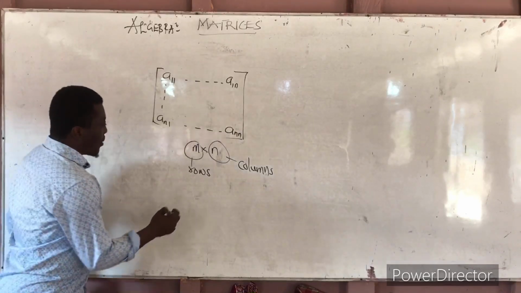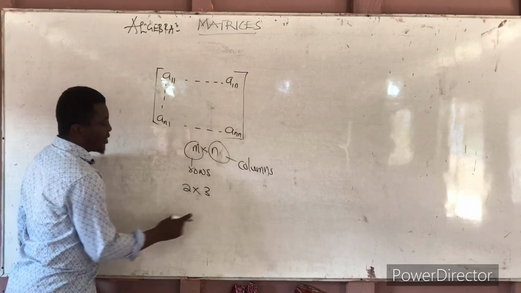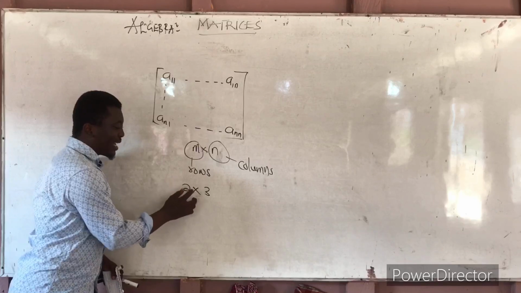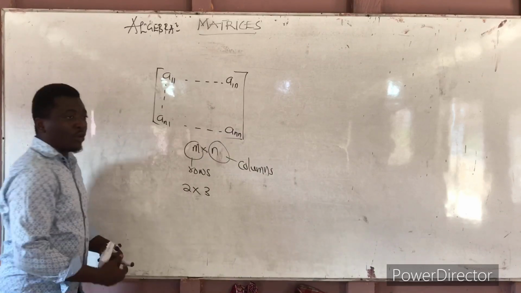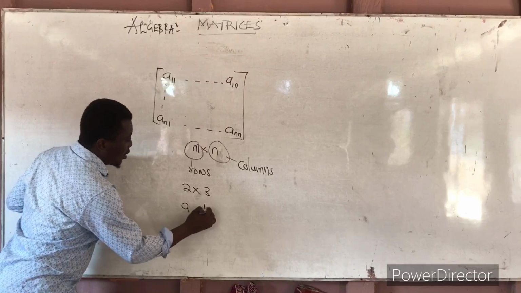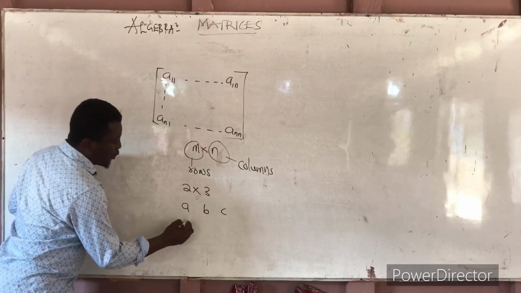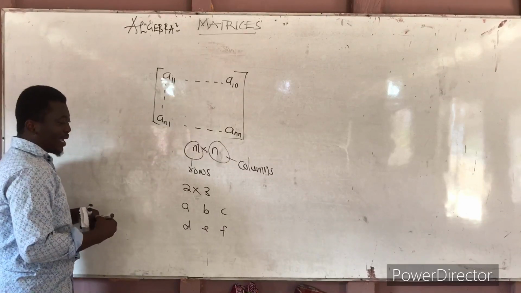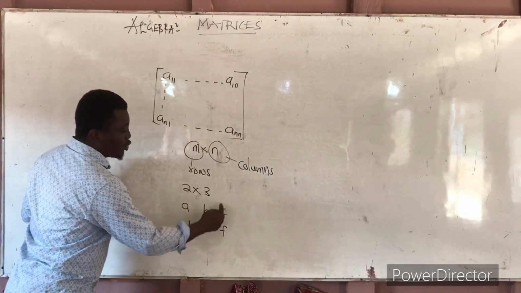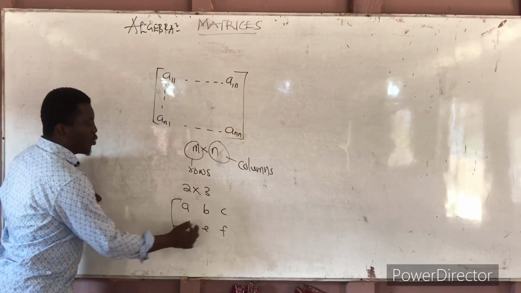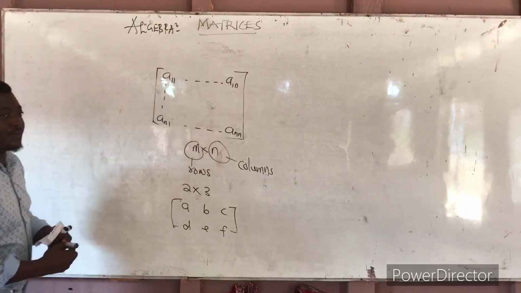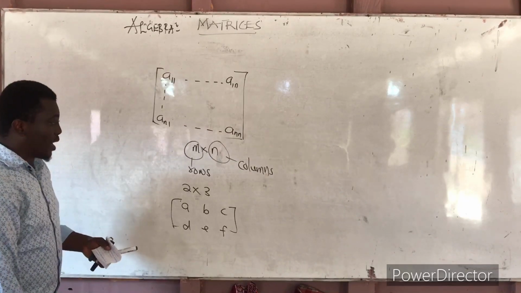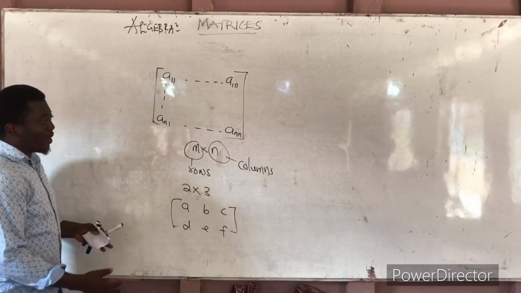So we can be given a 2 by 3 matrix. When you are given a 2 by 3 matrix, what does it mean? It means we have a matrix that has 2 rows but 3 columns. So we have A, B, C making 1 row, D, E, F making the second row, and the columns become 1, 2, 3. So this is a 2 by 3 matrix. Then we have a 3 by 3 matrix. We have different types of matrix. Is that okay?